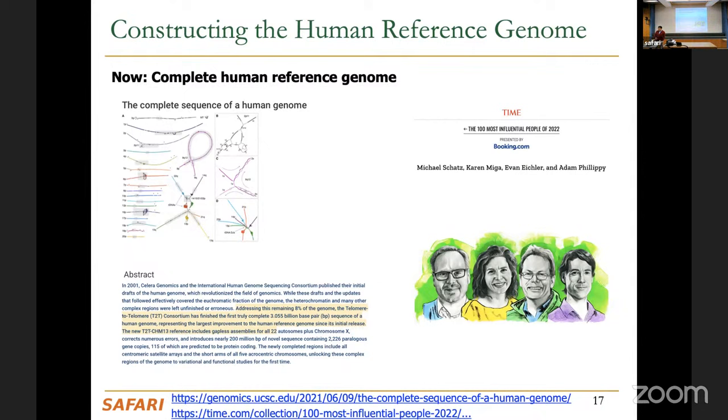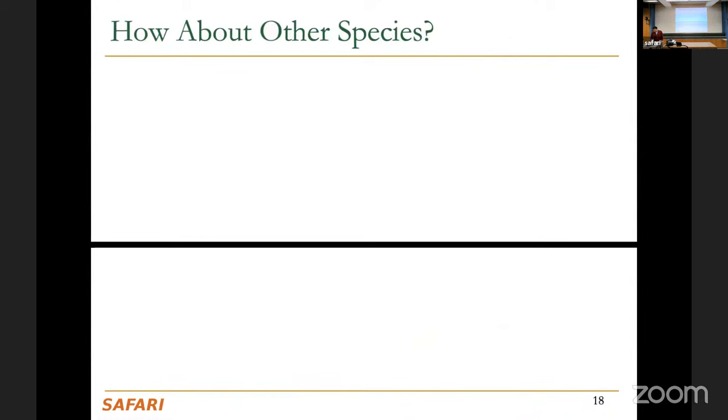Since this is a very important problem and it has lots of opportunities, these individuals were also recognized as among the 100 most influential people of 2022 by Time magazine. So you can see how important this problem is. Now we're focusing too much on human, so let's think about other species.